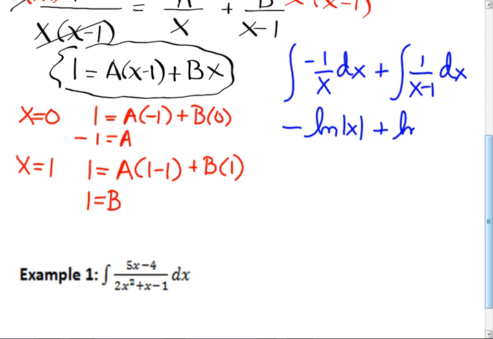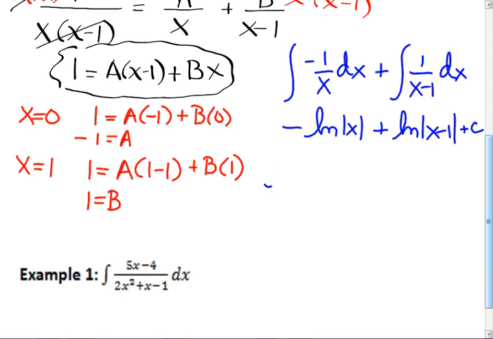Natural log of the absolute value of x minus 1 plus what always must we add? Plus c. Now, it's not critical now, but it's going to be critical. And the CAS calculator does not add the c in. So you have to be aware of that fault of the calculator.